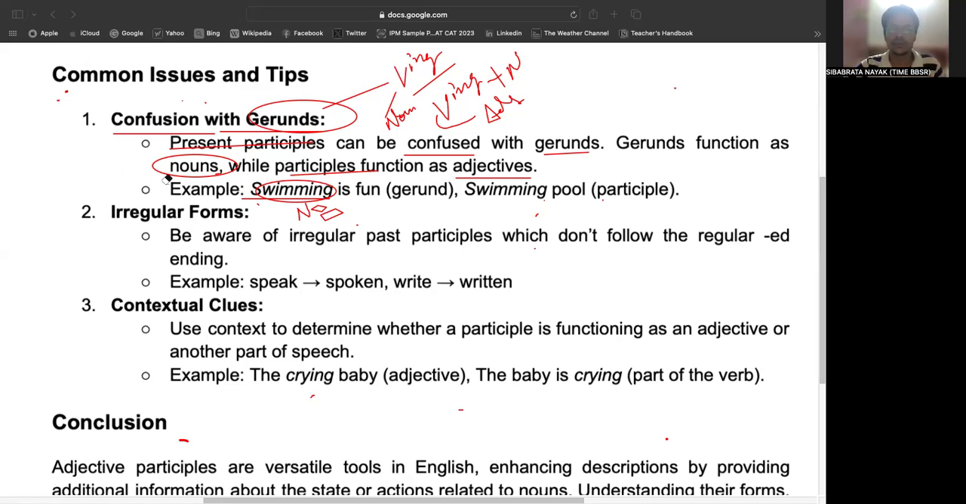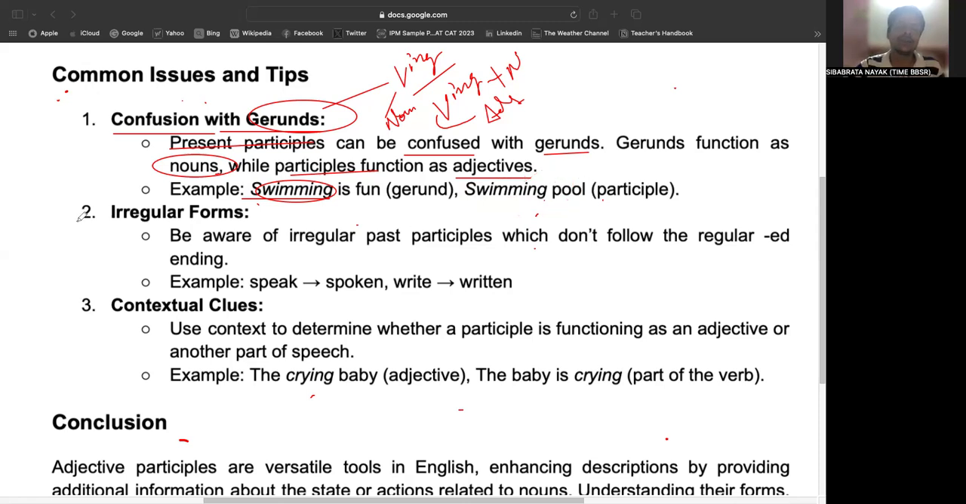Yes, sir. But if I talk about a swimming pool, right? If you say a swimming pool, what can you expect? You are talking about the pool where people can swim. That is what it is indicating. Swimming is derived from the verb, and that's why it is modifying the noun pool. Therefore, it is known as a swimming pool.